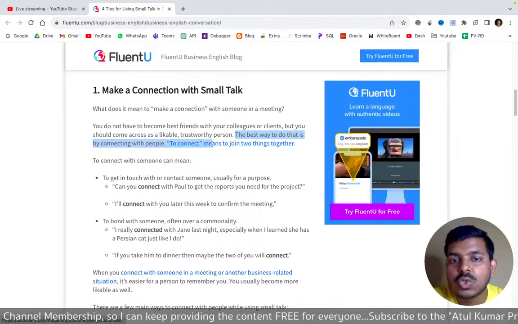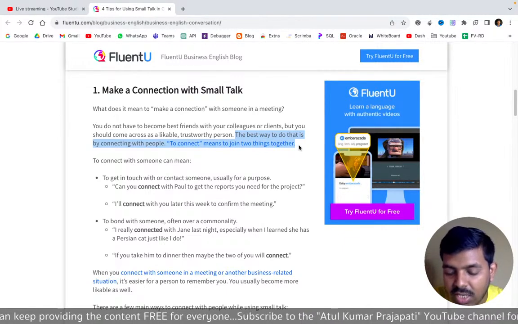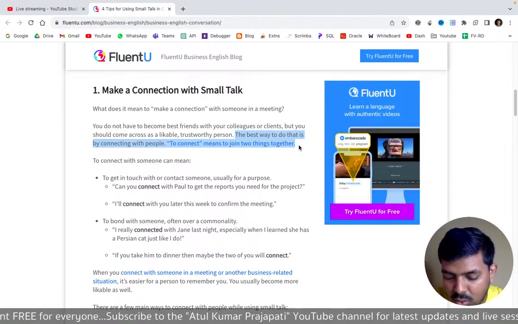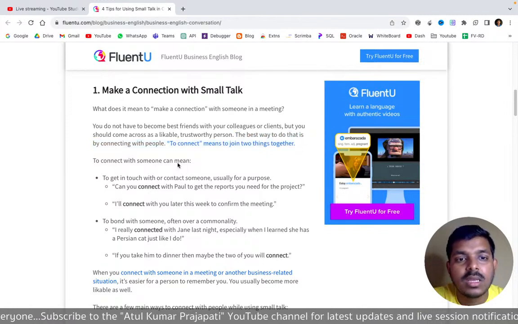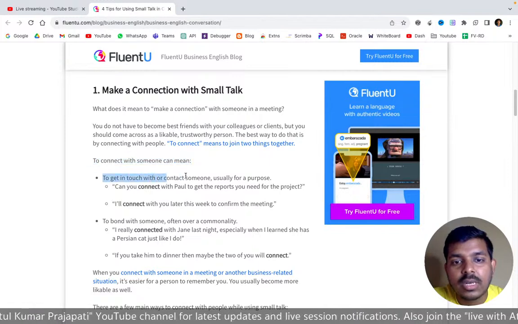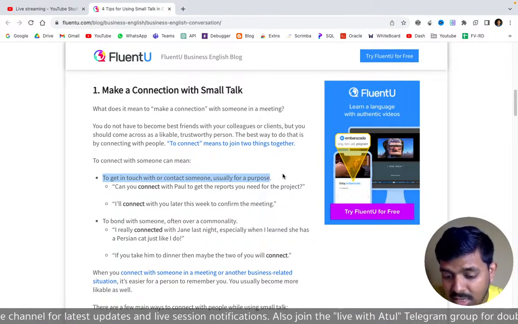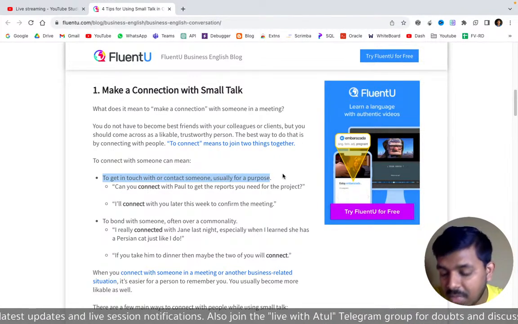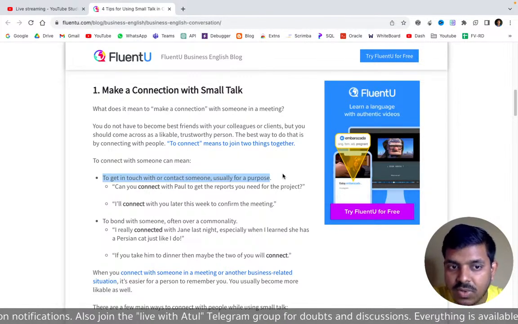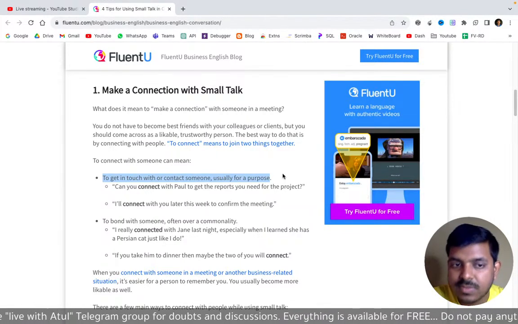Now to connect means to join two things together. So here we are talking about human bonding. Here we are trying to speak about building trust, which will eventually help us go a long way. To connect with someone can mean to get in touch with or contact someone, usually for a purpose. If we are talking about a business meeting, it definitely means that we have a purpose or an objective to get done as soon as the meeting or the conversation ends.